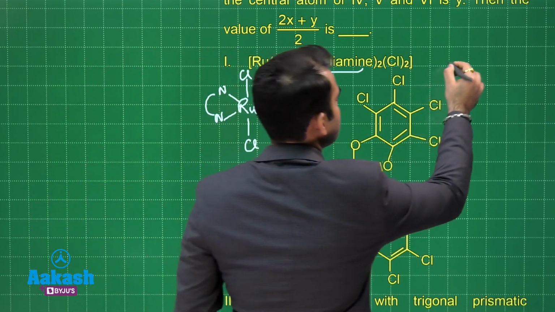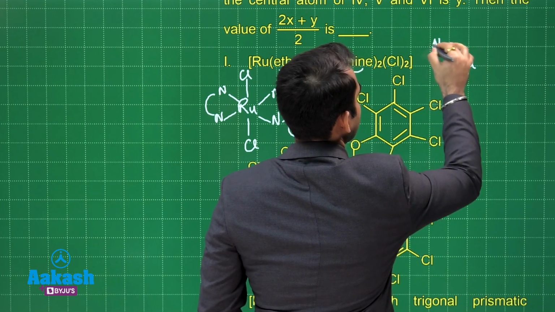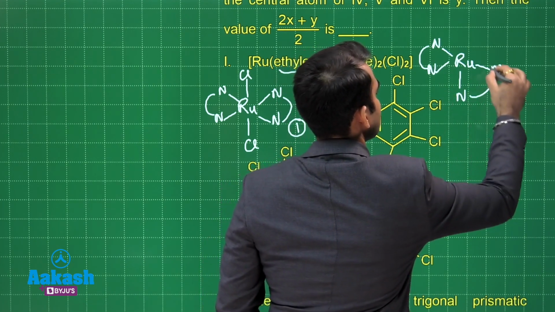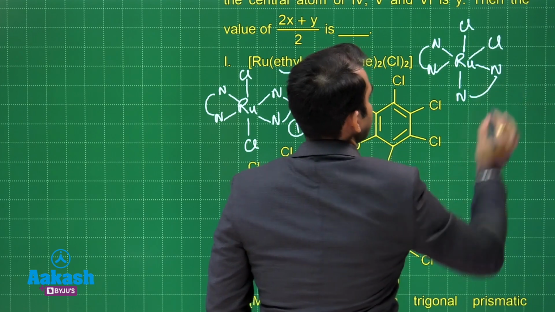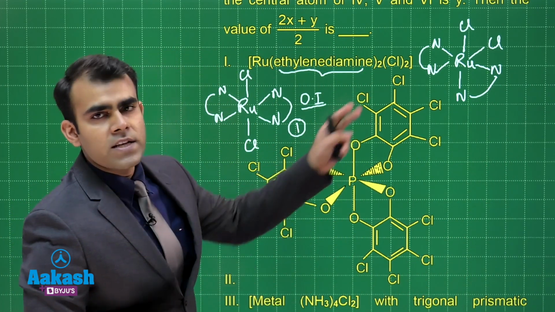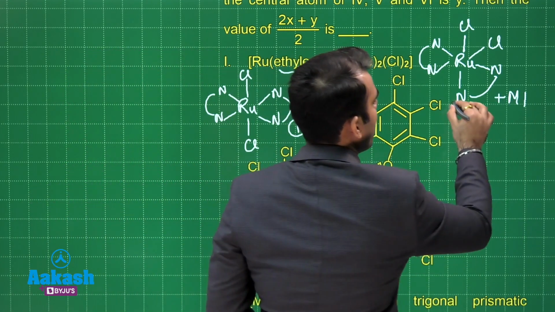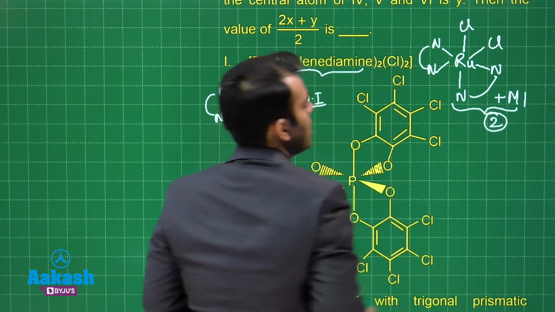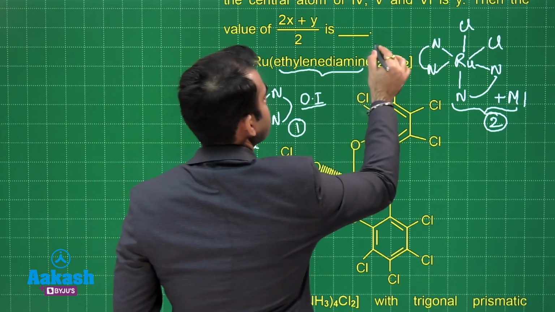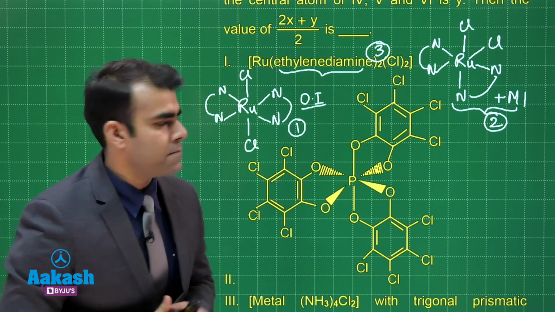Whereas if it is cis in nature, this is ethylene diamine and this is the cis isomer. And now we know that this compound is basically optically active. So for this compound we have its mirror image also. So in total we are obtaining 2 isomers from here also. So in total we have 3 stereoisomers. So for the first compound the total stereoisomers are 3.